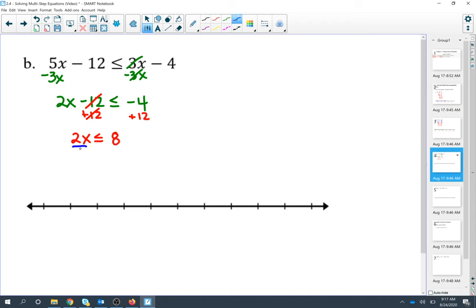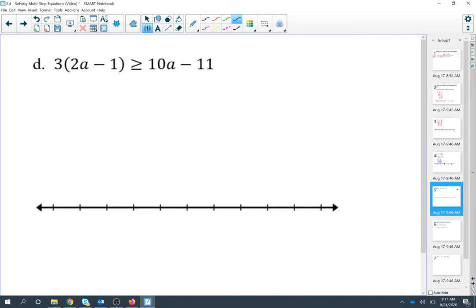Then I'm going to divide by 2. And again, here I'm dividing by a positive number, so there's no need to switch the inequality sign. So x is less than or equal to 4. Once again, we label our number line. On the 4, I'm going to put a closed dot because it says equal to, and then it's less than or equal to 4, so I'm going to shade to the left.